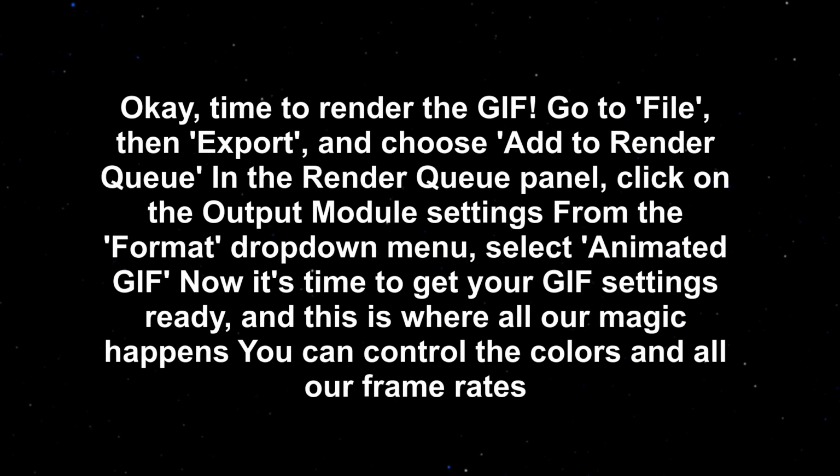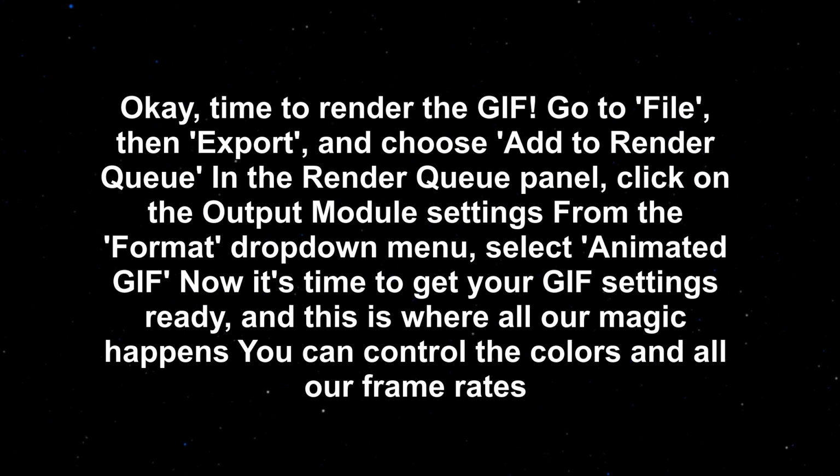Okay, time to render the GIF. Go to File, then Export, and choose Add to Render Queue. In the Render Queue panel, click on the Output Module settings. From the Format drop-down menu, select Animated GIF. Now it's time to get your GIF settings ready. And this is where all our magic happens.